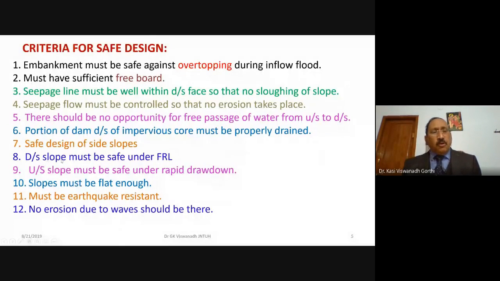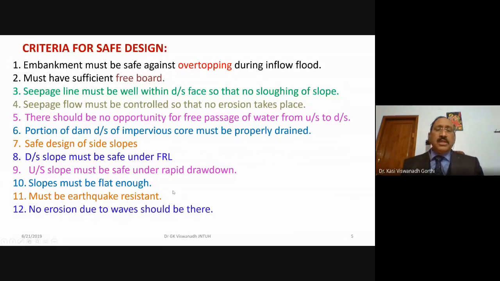Similarly, the downstream slope must be safe under the full reservoir condition also. The upstream slope must be safe under rapid drawdown. The condition of rapid drawdown is like when you are withdrawing water through the sluice gates, and also allowing water to flow from upstream to downstream during flood periods through the spillway. In such cases, there is a possibility that the full reservoir level may move down very, very fast.